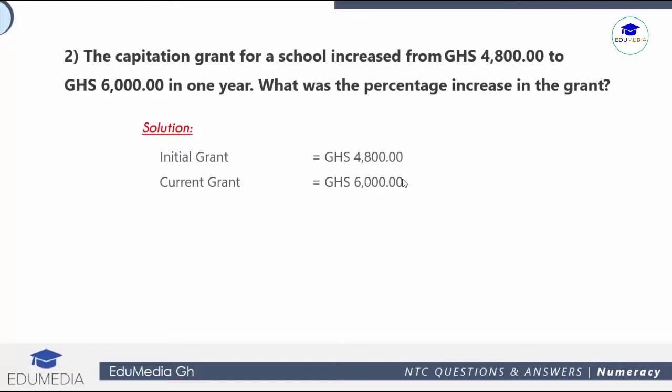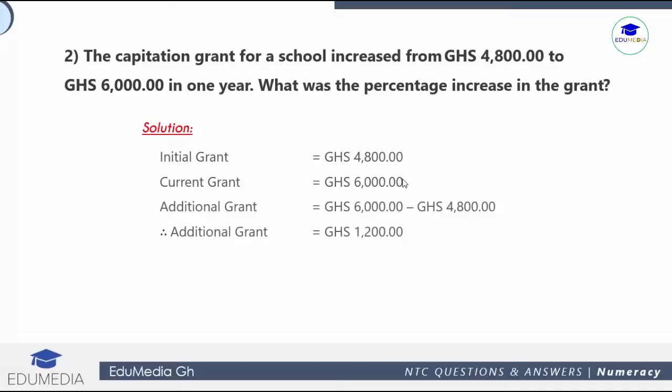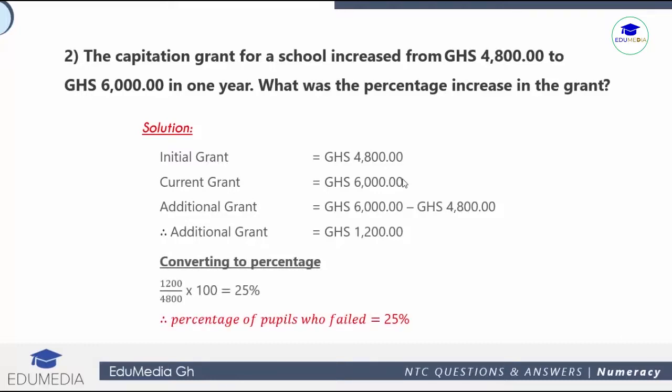With this, knowing our current value and the initial grant, we should be able to get the increase in amount. The increase in amount is going to be 6,000, our current grant, minus our initial grant, which is 4,800. So the additional grant is 1,200 cedis. Also, because the question said percentage increase in the grant, we're going to convert this into a percentage. So that's what we did here. 1,200 cedis divided by 4,800 cedis times 100 gives us 25%.